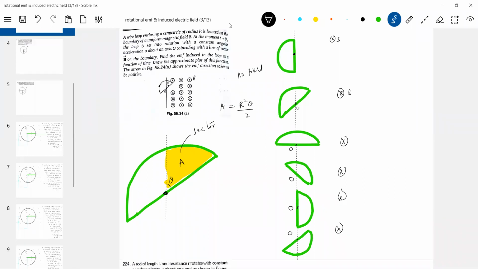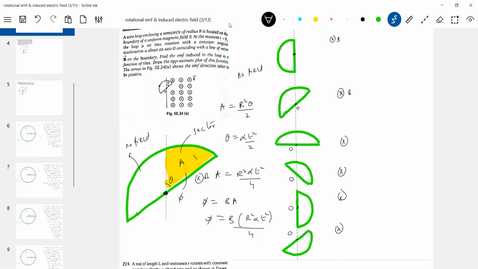And it is rotating with a constant angular acceleration. So what is theta now? Theta should be equal to alpha t square by 2. So substitute here, so alpha r square t square by 4. This was the area now. What is the flux linking the loop? B into A. Flux linking the loop is only the yellow color region, because here the magnetic field is present. No magnetic field here. So this should be B r square alpha t square by 4.